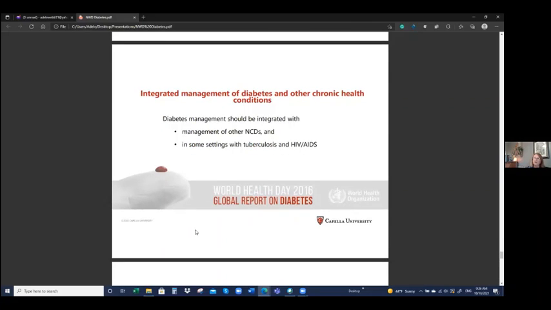And then we need to integrate it with treatment of other things. So in some settings, it is with TB and HIV, but it also can be with congestive heart failure, cardiovascular disease. We need to integrate it, treat the person, not the disease.